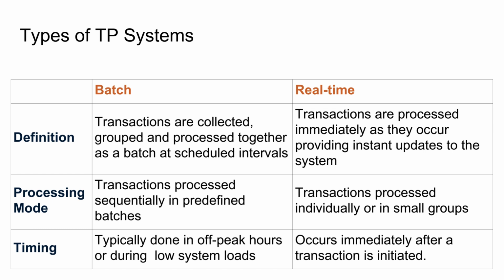In terms of timing of processing, a batch system typically does the processing in off-peak hours or during low system load. Off-peak hours are times when there are not many users using the system. So usually this is the night time or after office hours. On a real-time system, processing occurs immediately after the transaction is initiated.